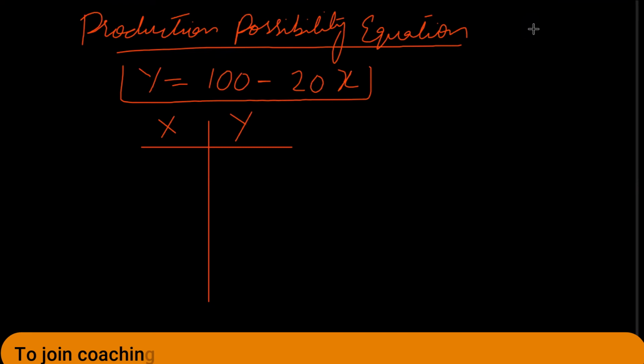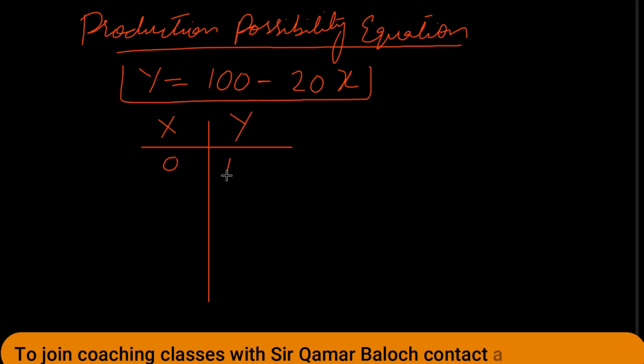The last information relevant to the production possibility curve is finding opportunity cost from a given production possibility equation. For example, we have a production possibility equation which is y = 100 - 20x. If the examiner asks to find the opportunity cost of producing x good, then definitely the opportunity cost of producing x would be y good. X and Y are two goods, and for example, if we produce nothing of X, then we can produce 100 units of Y good. But if we produce one unit of X good, then we can produce 80 units of Y good.